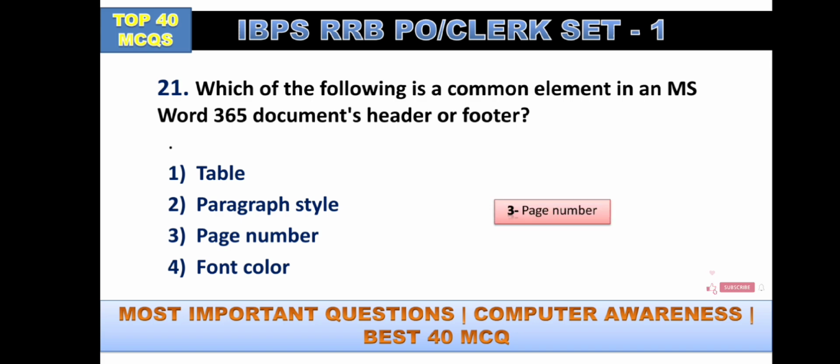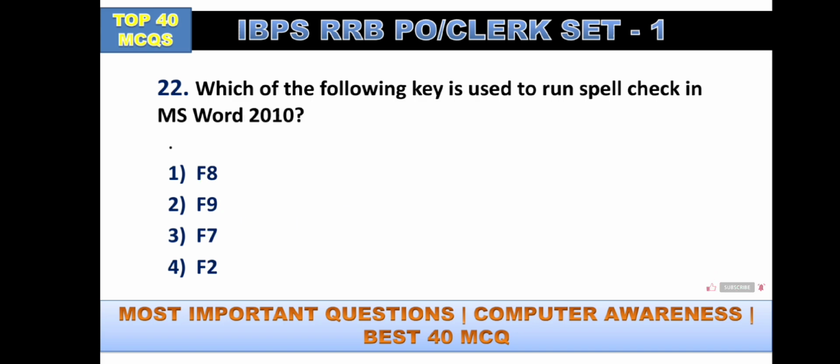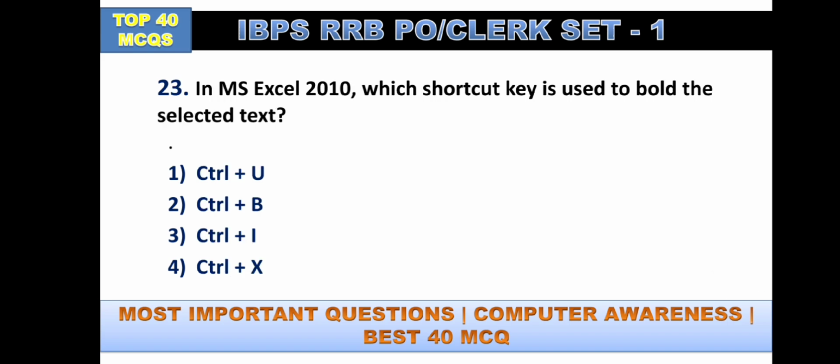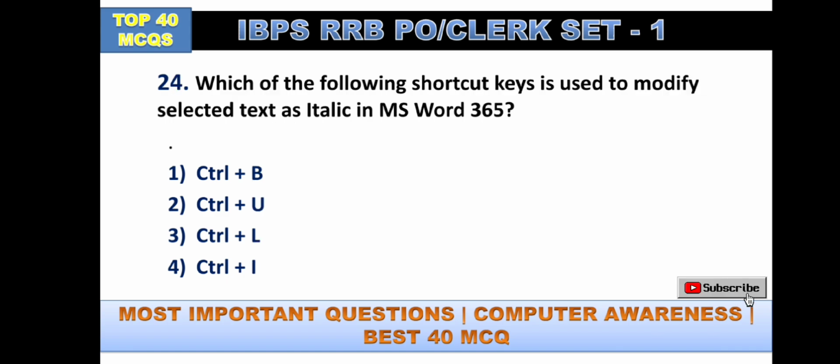Okay, page number. Which of the following is used to run spell check in MS Word 2010? See, for spell check we use F7. Okay, F7 key. In MS Excel 2010, which shortcut key is used to bold the selected text? See, for bolding the text we use Ctrl plus B, and for italic you use Ctrl plus I. Okay, and for underline you use Ctrl plus U.